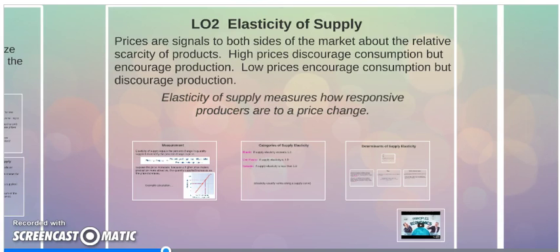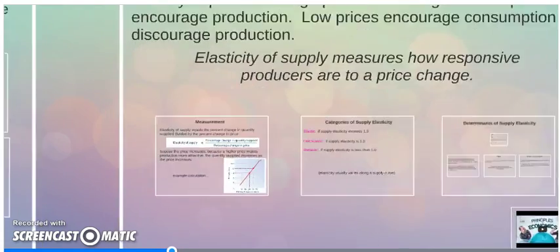Pause there for a second. This is why we had problems with the last lesson, which talked about if prices go up, producers are more willing to produce more, which seems so backwards to us. Because as consumers, high prices discourage us from buying, low prices encourage us to buy. But production is the opposite. High prices encourage production and low prices discourage production. And that's why we're talking about elasticity of supply. It's measuring how responsive producers are to a price change.